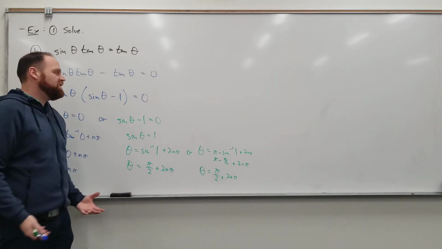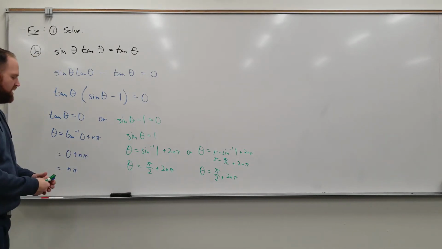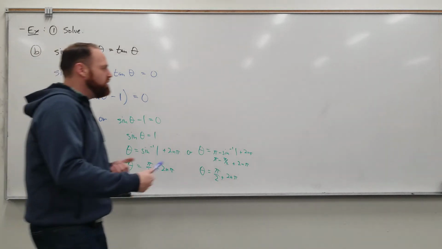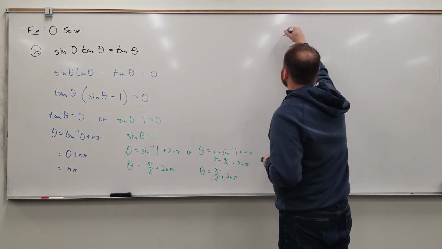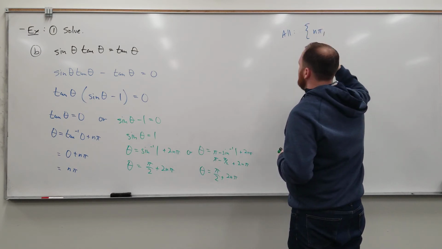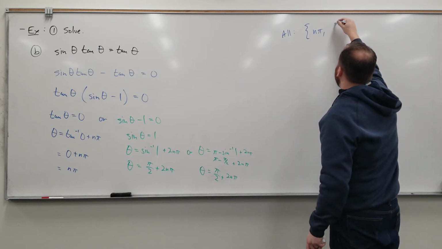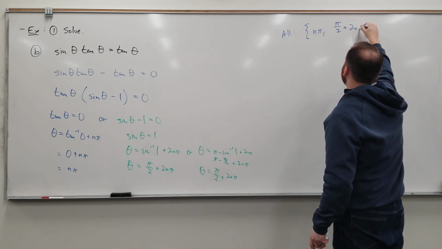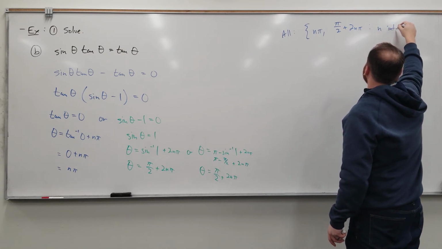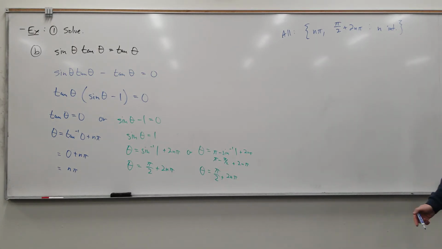So obviously you don't have to write it down twice. When you're giving your answer, you can just write it down once. Okay? But that's our solution set taken together. So all of the solutions to this equation would be numbers of the form n pi, and then numbers of the form pi over 2 plus 2n pi, where n is an integer. So that's all of our solutions.